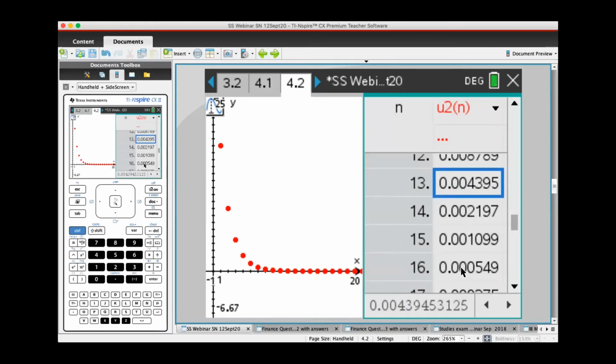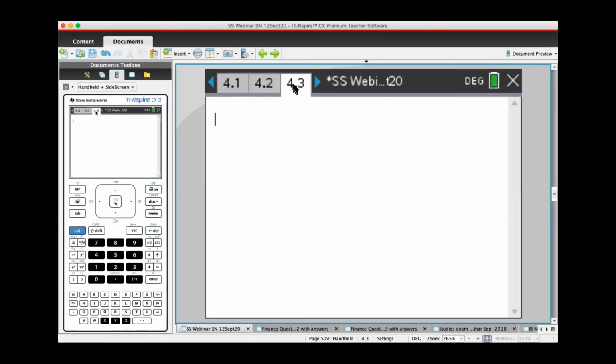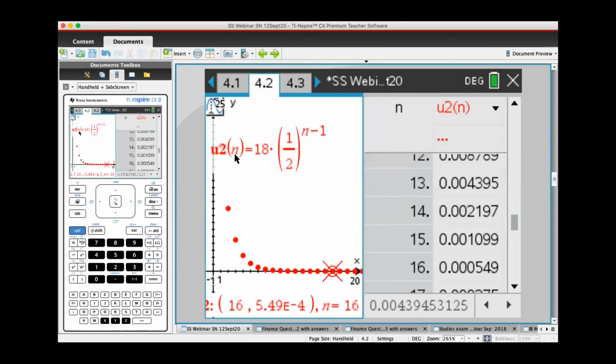I'm going to do the same thing in a different way. I could have used a calculator application. I also want to show you that. So what I'm going to do is add another page because it is the same problem. So I'm going to add another page by doing Control Doc. All right, and this time I'm adding a calculator. And I've already defined, if you see, this has been defined as U2(n).